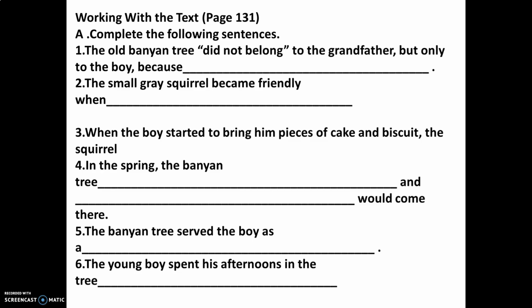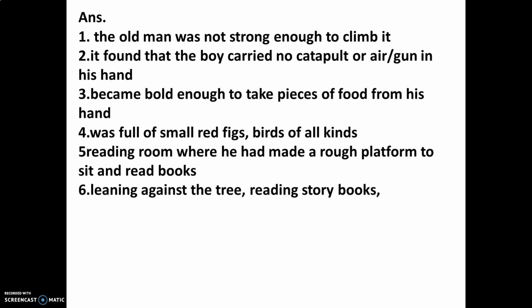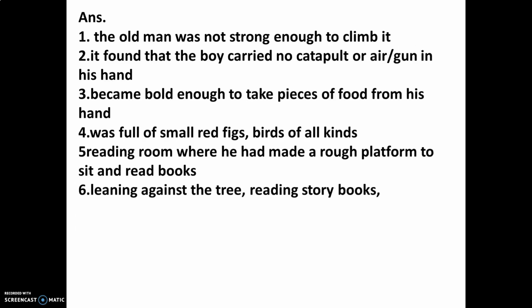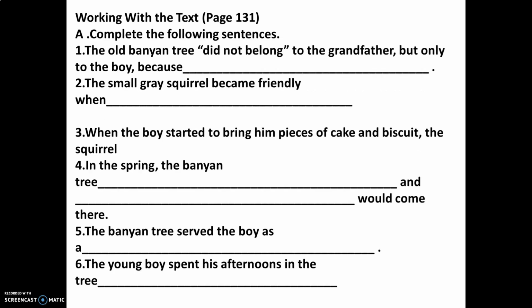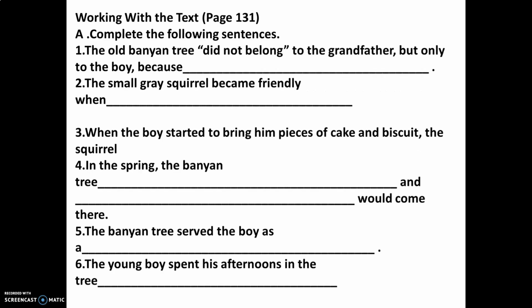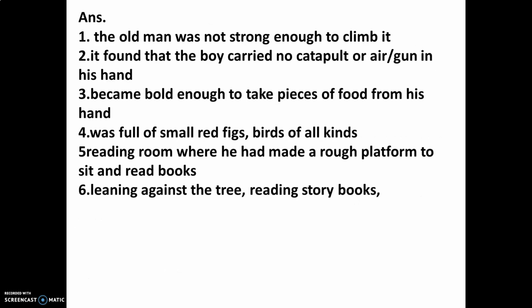Third question. When the boy started to bring him pieces of cake and biscuits, the squirrel became bold enough to take pieces of food from his hand. Fourth one. In spring, the banyan tree was full of small red figs, and birds of all kinds would come there. Fifth question. The banyan tree served the boy as a reading room when he had made a rough platform to sit and read books.